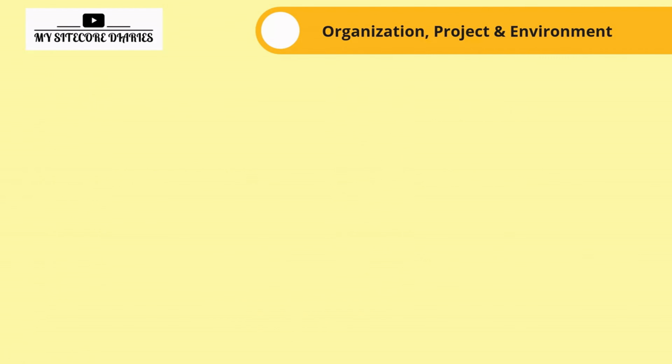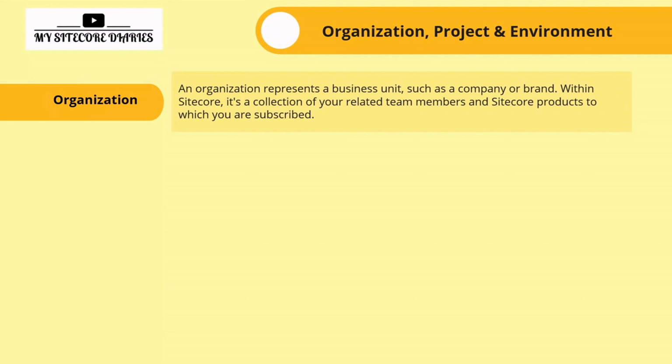So let's start with the three basic terminologies used in XM Cloud: organization, project and environment. When you talk about the organization, an organization represents a business unit such as a company or brand within Sitecore. It's a collection of your related team members and Sitecore products to which you are subscribed.